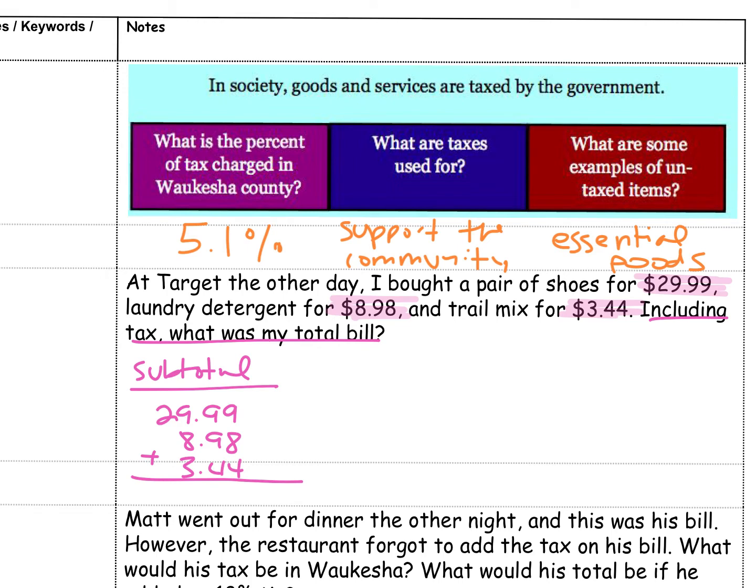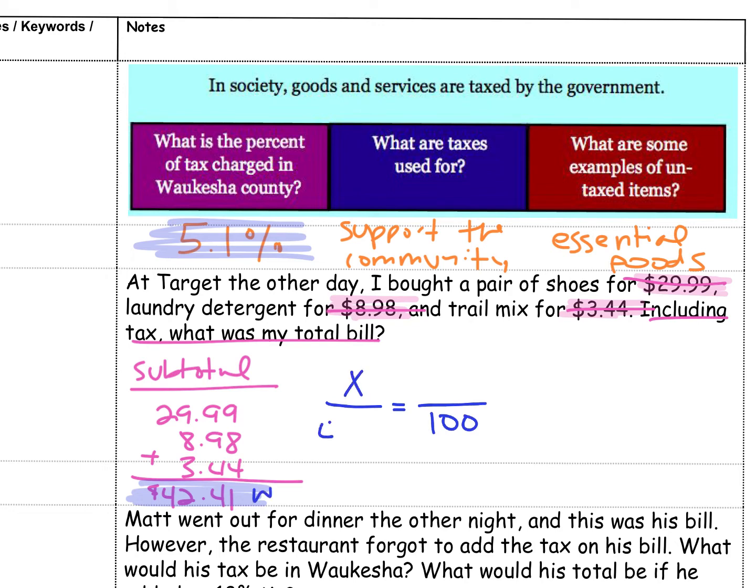And I figured out that my bill was $42.41. But that's all before tax. I'm really looking at the number $42.41, and I know the tax rate for Waukesha County is 5.1%. So I first need to start by figuring out what tax did I pay on this bill. So when I set up my proportion, it's over 100. This is the whole. I need to figure out the part. My whole was $42.41, and my percent was 5.1% tax.